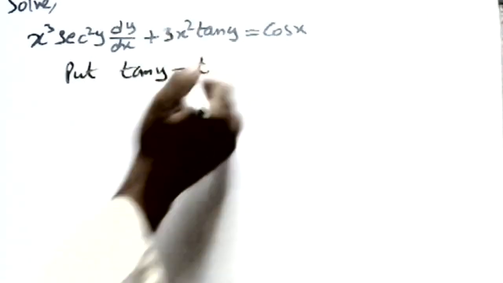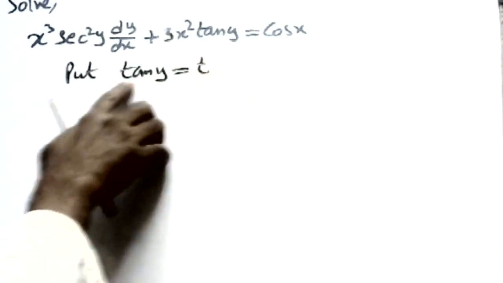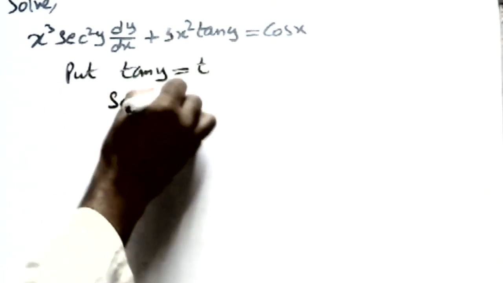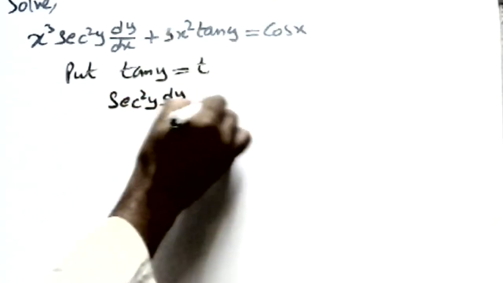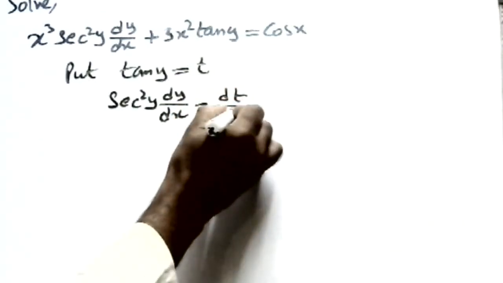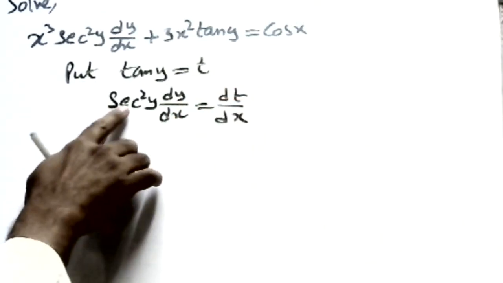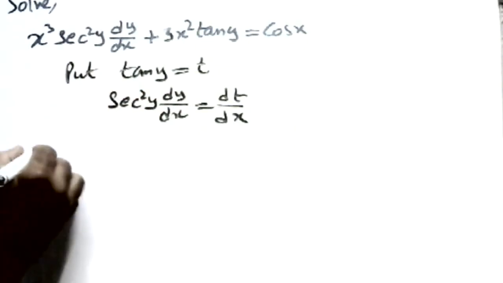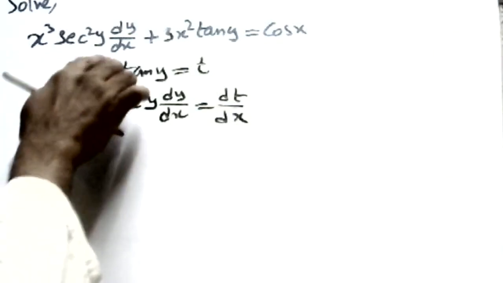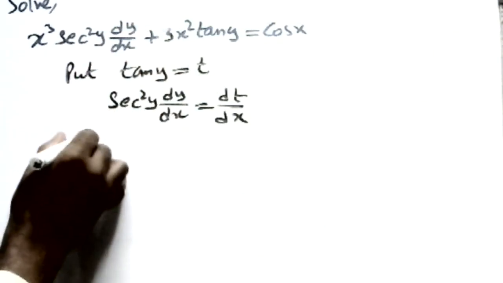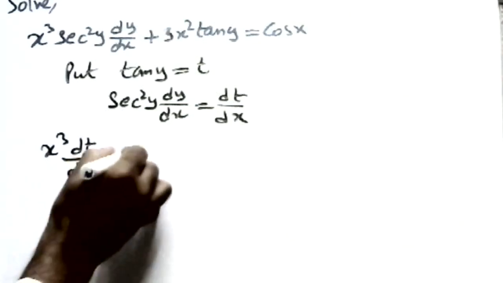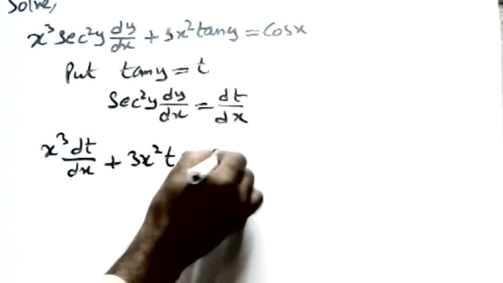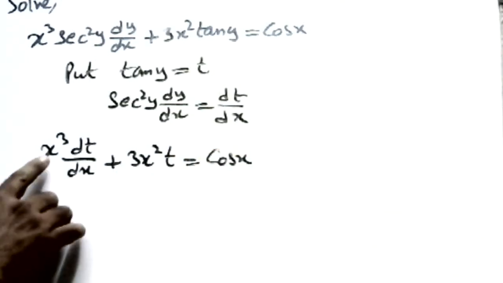Put tan y equals t. Why? If you differentiate both sides with respect to x, d by dx of tan y will be secant square y, dy by dx, equals dt by dx. Watch here. Now secant square y dy by dx, we can put dt by dx. So what is left here? x cube dt by dx plus 3x square tan y, which is t, equals cos x.